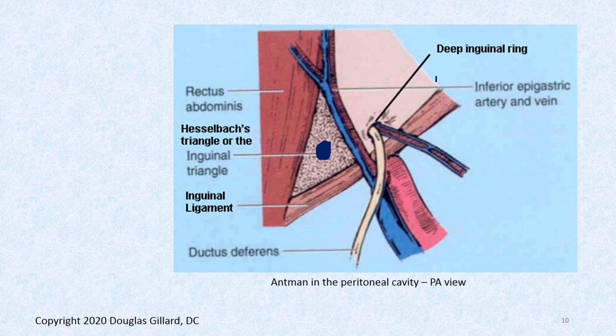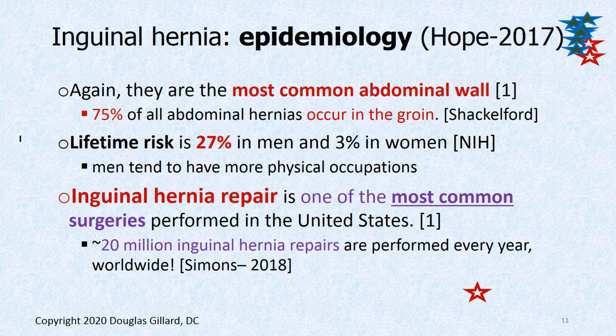And then indirect inguinal hernias, here's the deep inguinal ring, which leads to the inguinal canal. That's where your indirect inguinal hernias occur. So definitely need to know that at the very least.